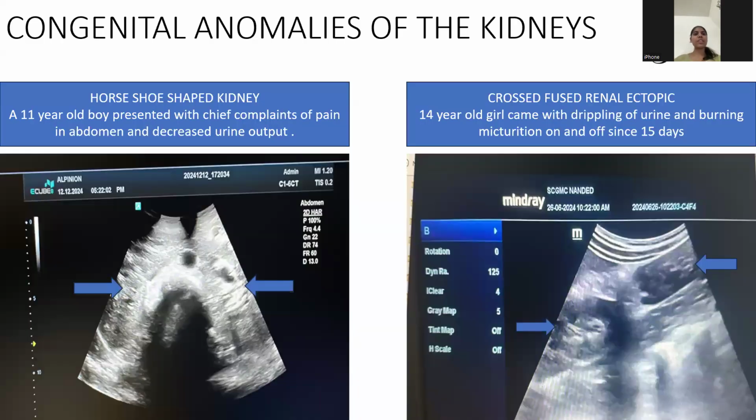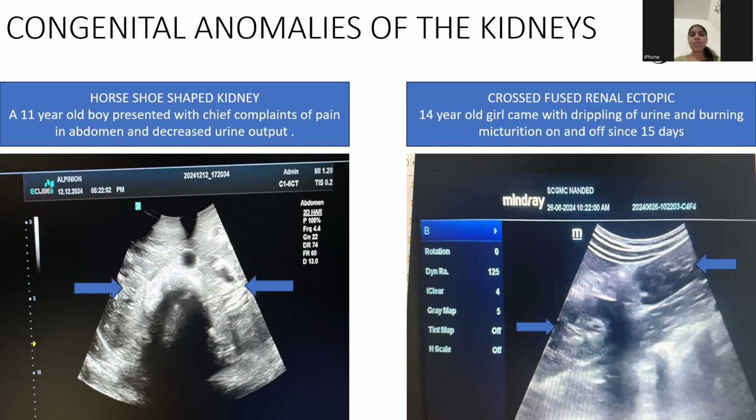Now, these are a few of the cases which we'll be going through. Firstly, we will see the congenital anomalies of the kidneys. An 11-year-old boy presented with chief complaints of pain in the abdomen and decreased urine output. We are able to see that both the kidneys are towards the midline, labeled with blue arrows, and the lower ends of both the kidneys are fused. So, this is a horseshoe kidney, which prevents the ascent of the inferior mesenteric artery.